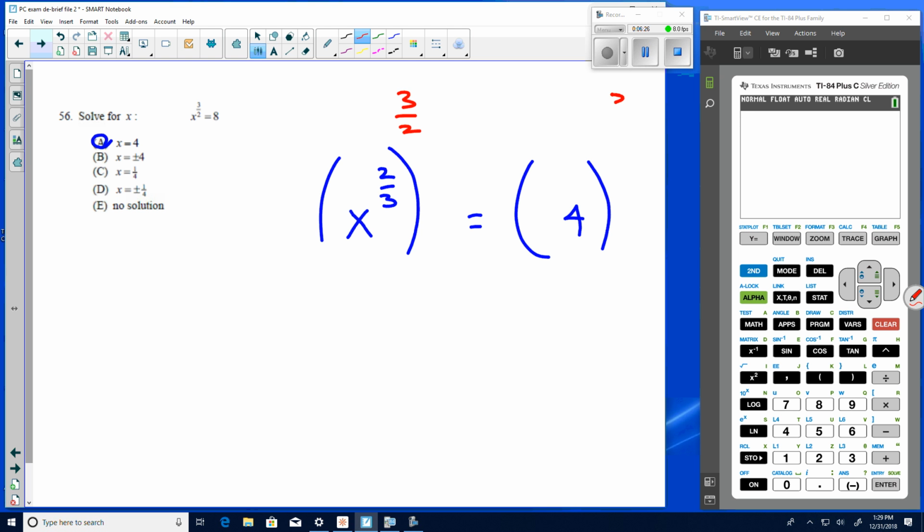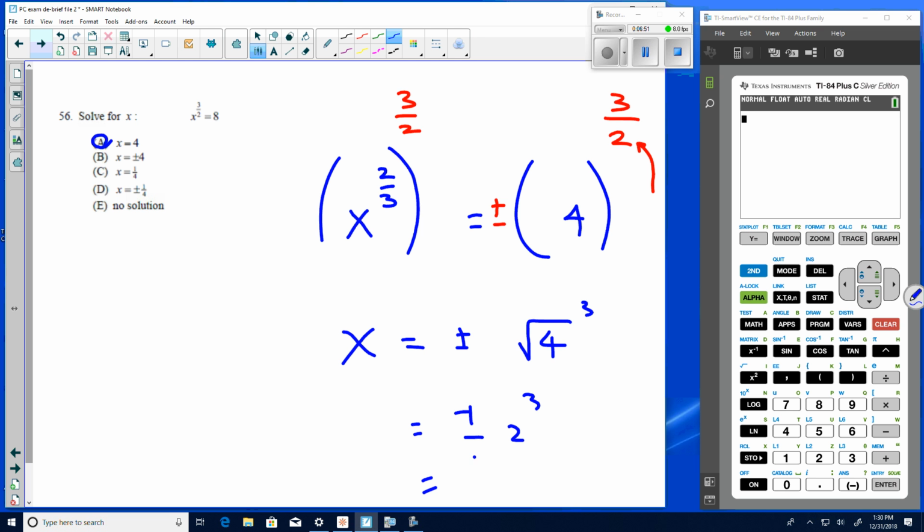But now, again, think about what we just did. We just took the square root. That's the square root of both sides. And whenever you take the square root of both sides of an equation, you must include both the positive and the negative root. So on the left side, we get x, and on the right side, we get plus or minus the square root of 4 cubed. So plus or minus 2 cubed, plus or minus 8. Okay?